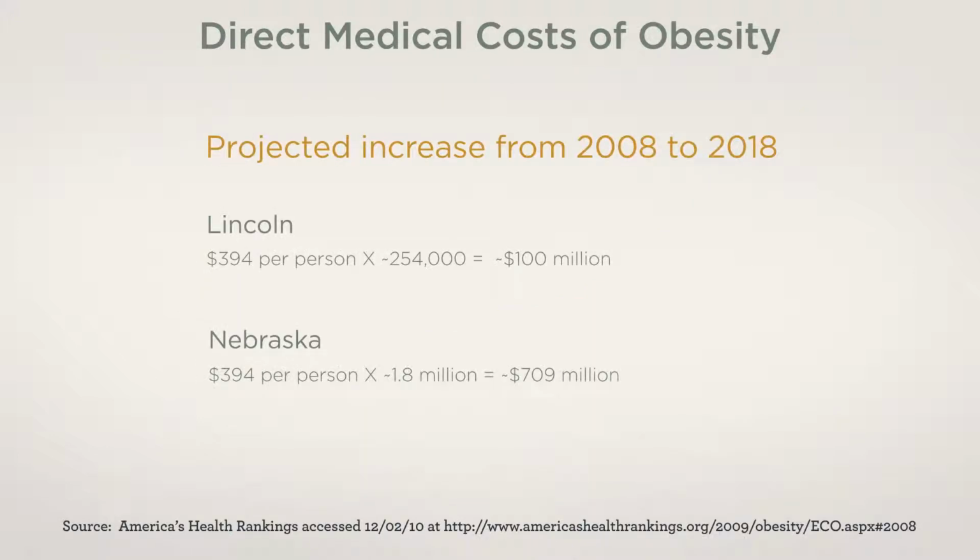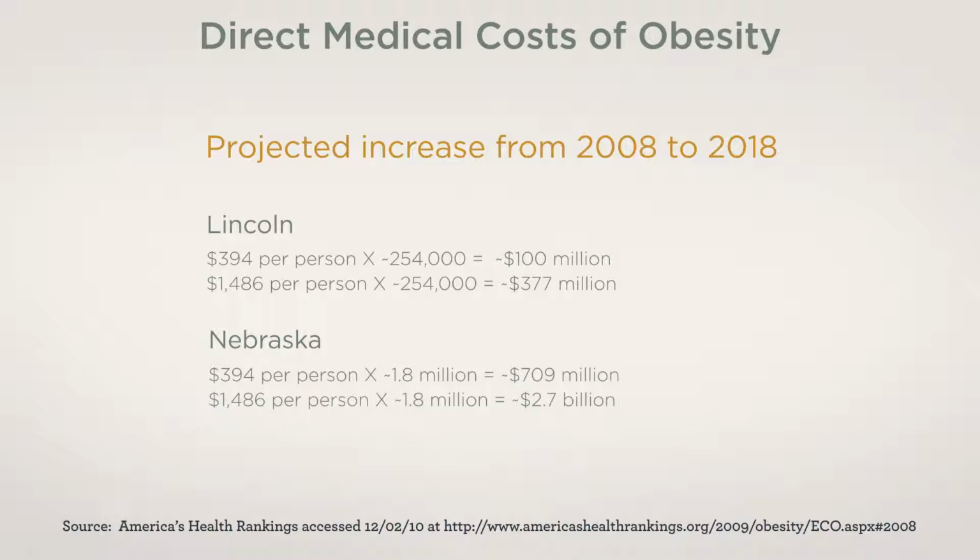Here in Lincoln, Nebraska, projected in 2008 that we spent about $400 per person for the direct medical costs of obesity. That's money coming from each and every one of us in our health premiums and our taxes. That's expected to increase to $1,500 per person by 2018. For the city of Lincoln, that's about $377 million a year. If you expand that to the state of Nebraska, that increases up to $2.7 billion a year.